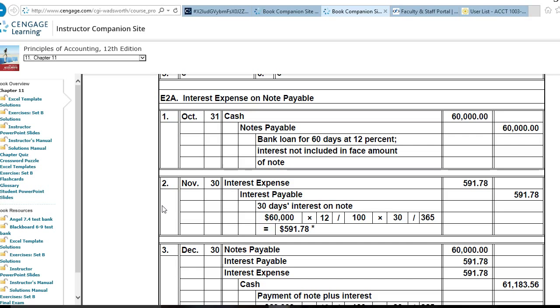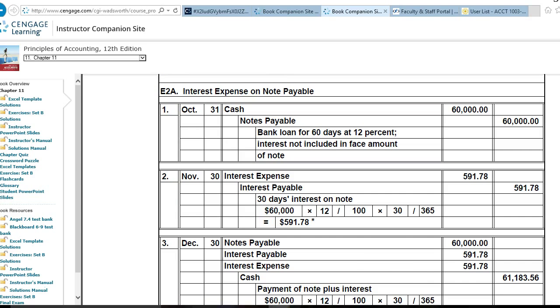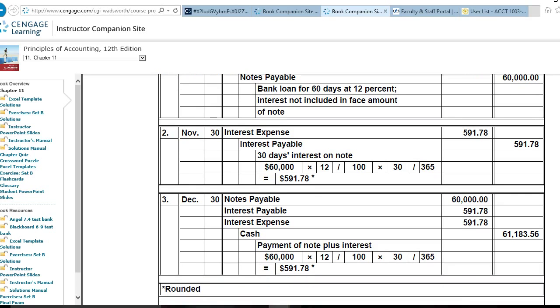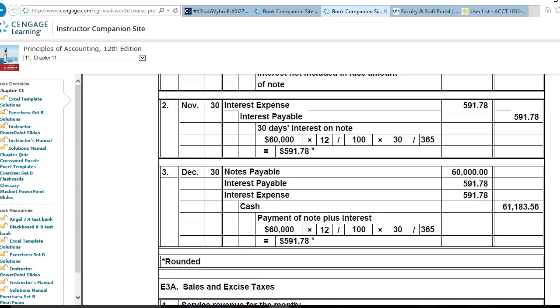Now, 30 days later, we have to pay the note. But we don't just pay the note, guys. We also have to record for that month how much was accrued on that note also. So as you see here in December, we have to show we're paying off the whole $60,000.